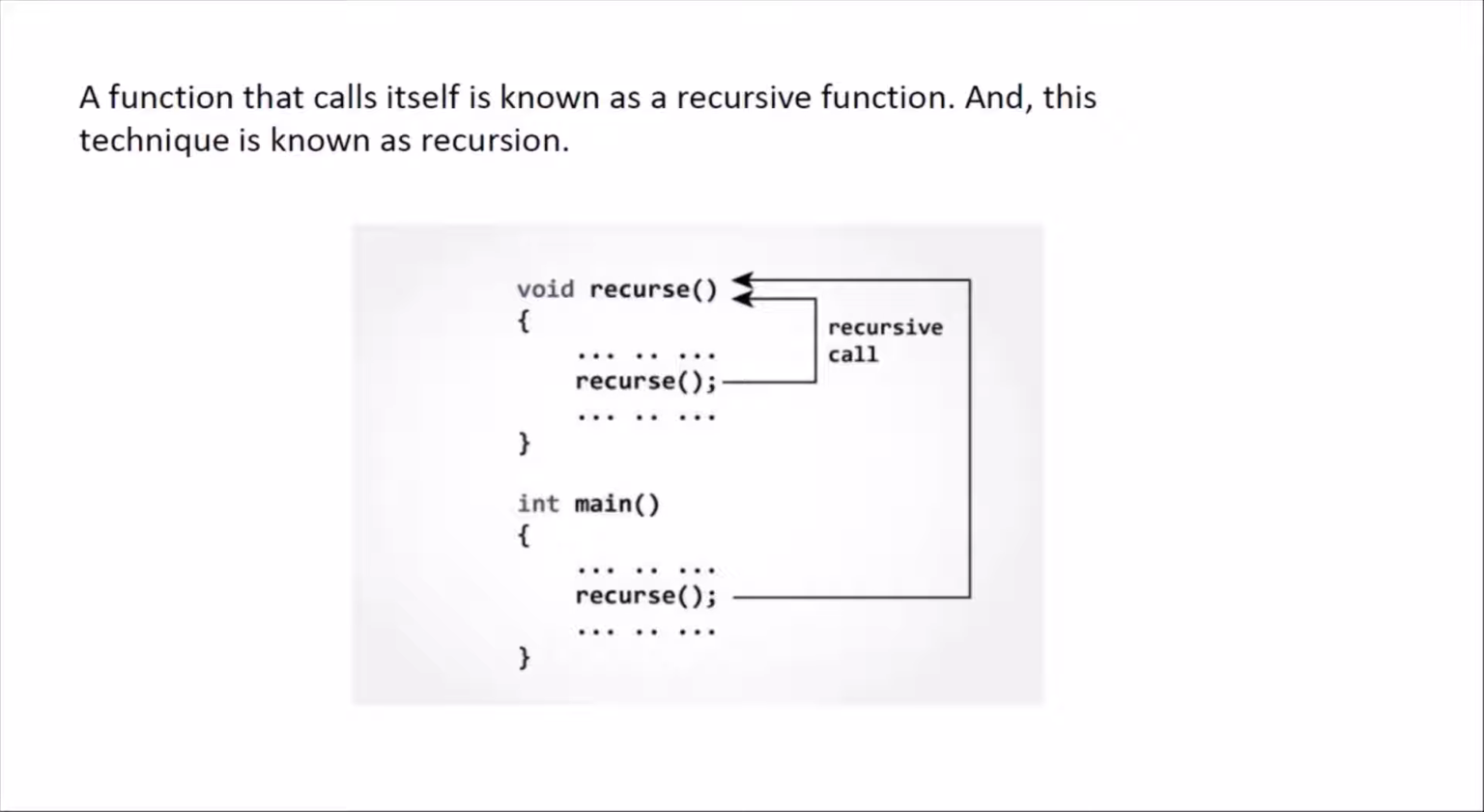So a function that calls itself is known as a recursive function, and this process is called recursion. This is the basic structure of a recursive function. Here in the main function, the recursive function recurse is called, and in the recursive function there will be two cases, a recursive case and a base case.